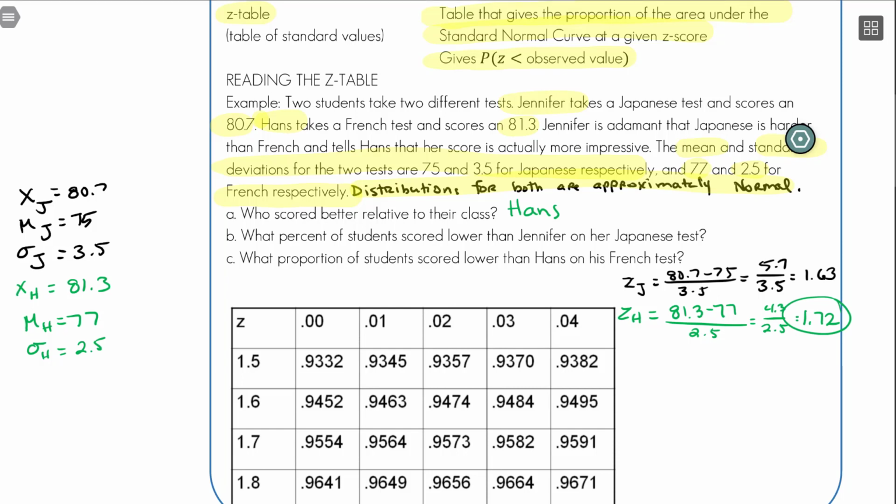The way that we're going to do this is by looking at what's known as the z-table, or the table of standard values, and that'll help us to answer part B. What percent of students scored lower than Jennifer on her Japanese test? Since this doesn't land at 2 standard deviations or 3 standard deviations, I can't use the empirical rule. We need something more precise.